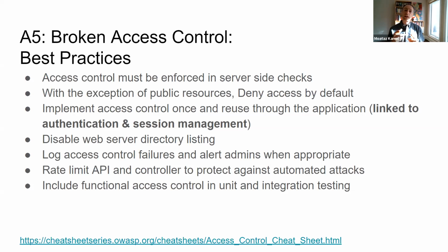You want to also log access control requests and alert administrators if there's an excessive number of requests coming from a web server. You want to rate limit as well. Rate limiting an API protects against automated attacks, so that after so many attempts, it says, okay, I'm going to lock it down and not allow any more attempts, and that just makes the attacker's task harder.